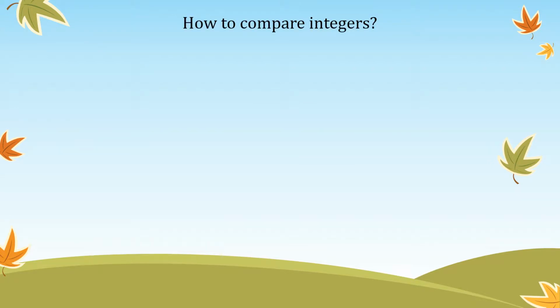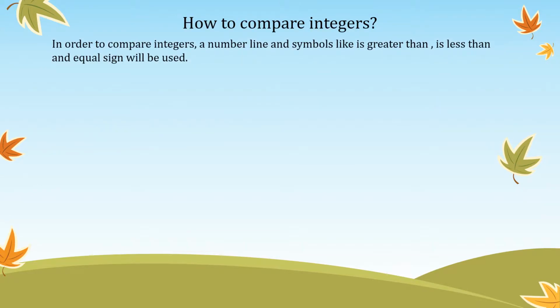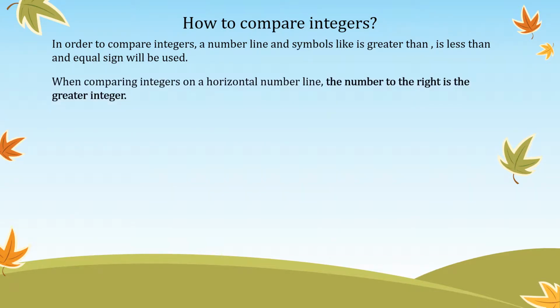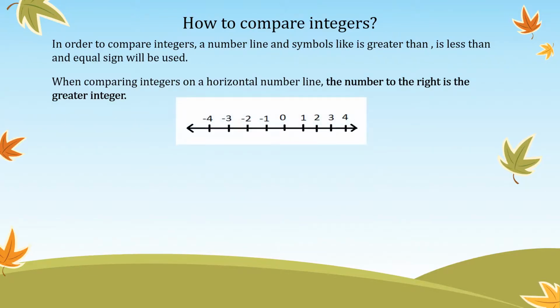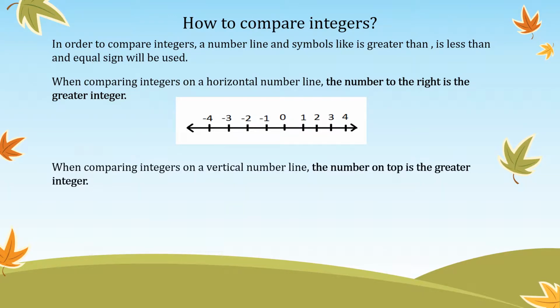How to compare integers? In order to compare integers, a number line and symbols like is greater than, is less than, and equal sign will be used. When comparing integers on a horizontal number line, the number to the right is the greater integer. This is an example of a horizontal number line. When comparing integers on a vertical number line, the number on top is the greater integer. This is an example of a vertical number line.